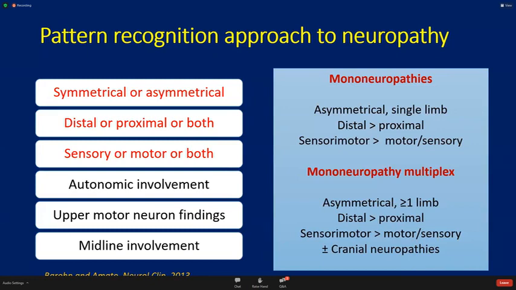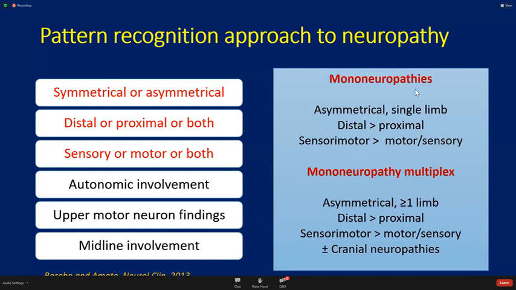So of the examination part, the 6 major questions which we need to ask: is it a symmetrical syndrome or an asymmetrical syndrome? Is it only distal, only proximal, or both, or one dominant over the other? Is it sensory, motor, or both? Is there autonomic involvement? And peculiarly, we need to know also if there are upper motor neuron findings and midline findings like tongue weakness or neck weakness or truncal weakness. So of these, a peripheral nerve involvement mostly would focus around the first 3 questions.